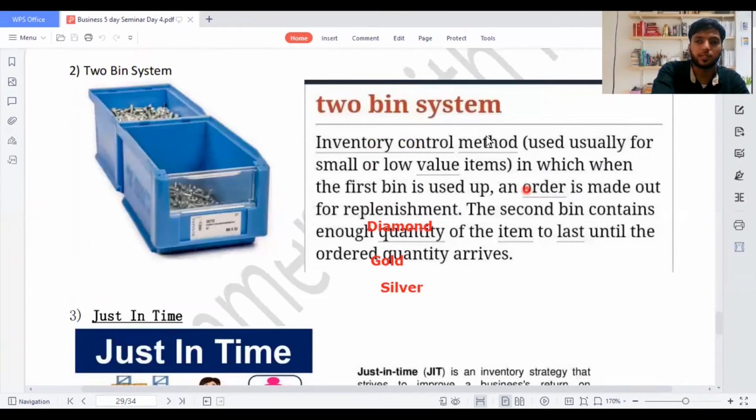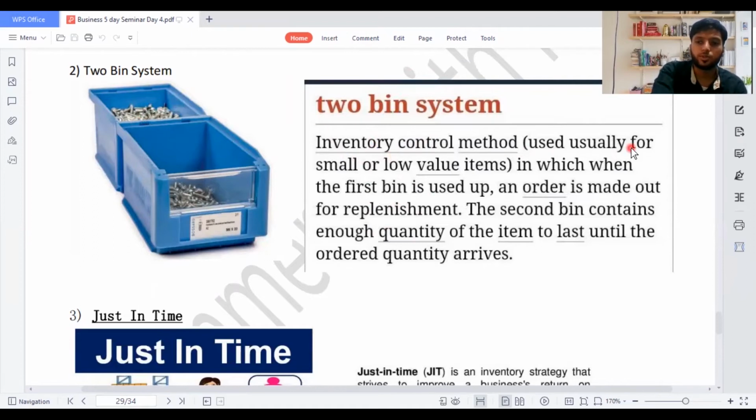Now I'm going to teach you the second system, inventory control. This is the two bin system. Like if you are using two layers, if one layer is finished, you will go for the other layer and start putting it. And when you're filling it, you will fill the first layer, which is less in materials. You'll fill this, and then only you will fill this. So it's very easy, guys.